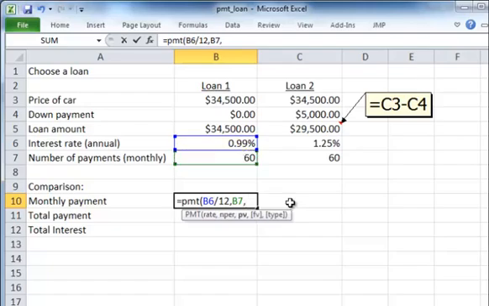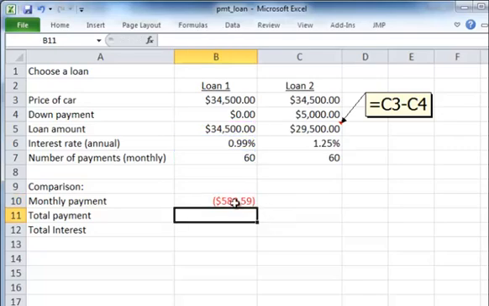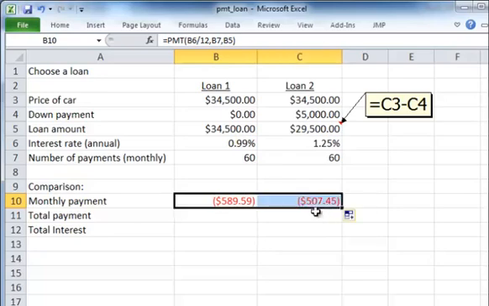The present value of the loan is the loan amount, which we already calculated in row 5. And the future value for this car loan is 0, so we can safely ignore that. And the last option, type, is basically asking is it due at the beginning or end of the month. So we just choose the default option. So we can actually complete the calculation here. For the first loan, we pay $589 a month, and we can just drag to the right.